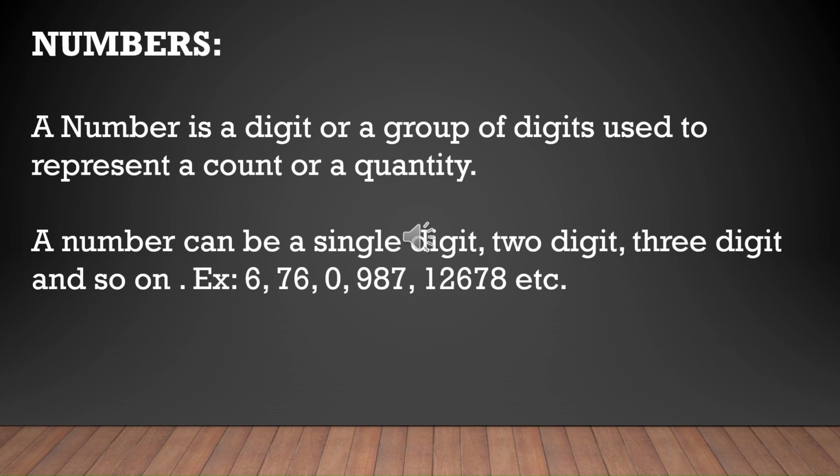Then, what are numbers? A number is a digit or a group of digits used to represent a count or a quantity. A number can be a single digit, two digit, three digit, and so on. Example: 6, 76, 0, 987, 12,678, etc.